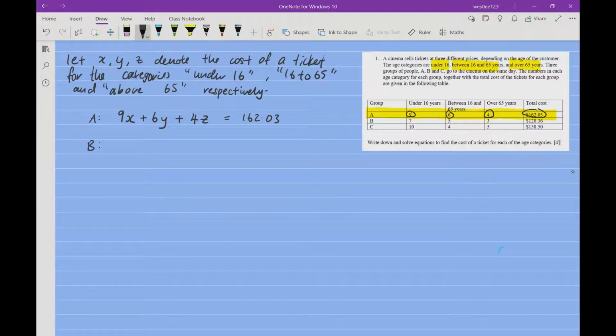So Group B, we have 7 under 16, 5 between 16 and 65, and 3 above 65. The total cost of tickets for them is 128.36. And we do the same for the last group.